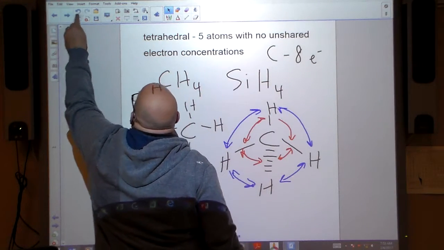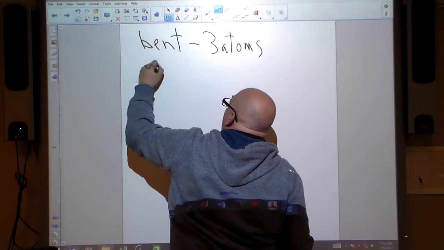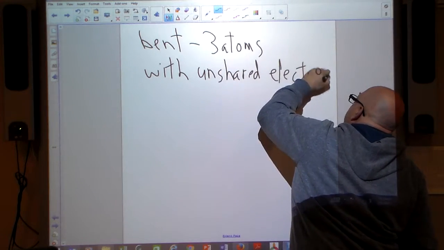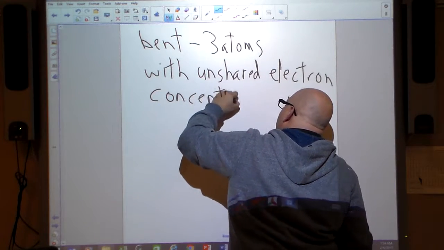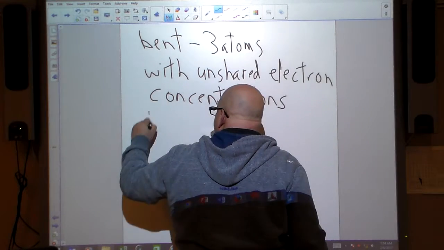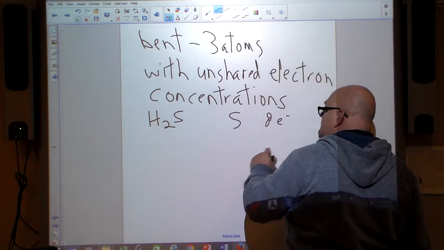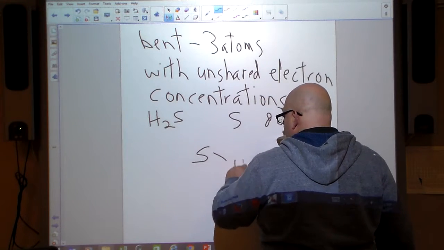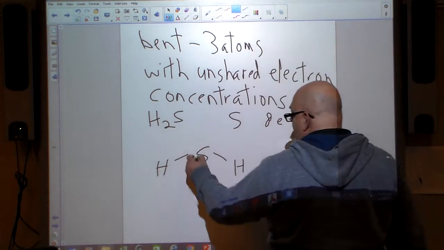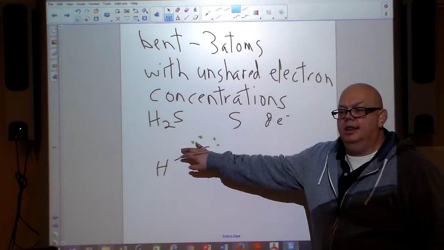There's one more I need to go on with you guys, and I didn't write it up, and that's bent. Bent is 3 atoms with unshared electron concentration. So that's the first thing about bent. Now, what would be some obvious ones? Okay, well, dihydrogen sulfide is a classic because again, sulfur maxes out at 8 electrons. Okay, so for sulfur, you have 2 of them being for hydrogen, another 2 being for the hydrogen. Okay, so that takes care of several right there, but you also have this. These are the unshared electron concentrations.